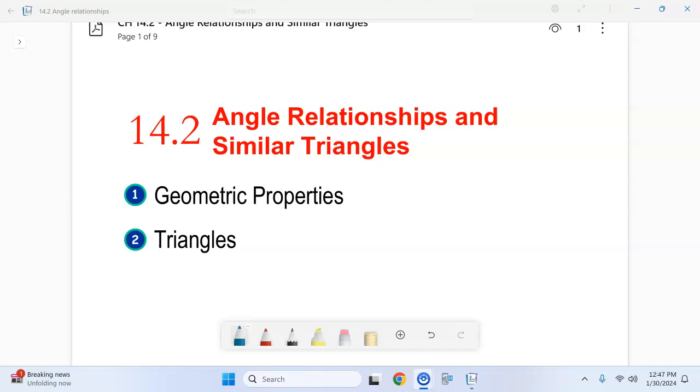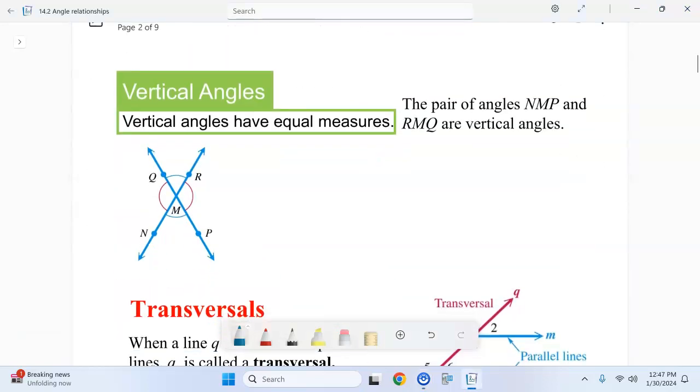So, angle relationships, we're also going to look at some triangle properties. First and foremost, common relationship among angles. When we have two lines that intersect, that vertex is going to create four angles. Within those angles, the ones that are opposite each other from the vertex, we call vertical angles. They are congruent in measure. They will be the same size.